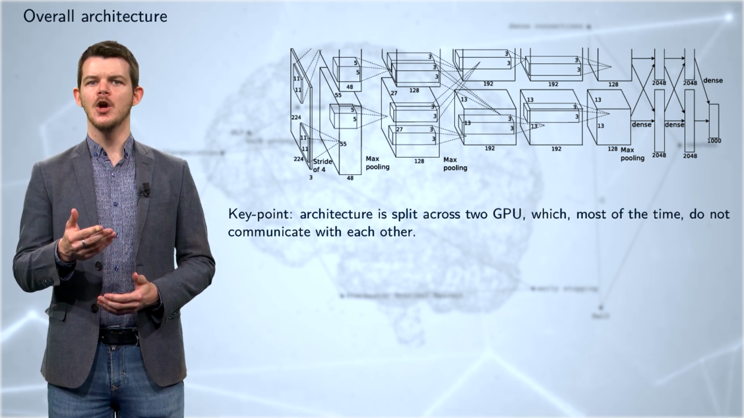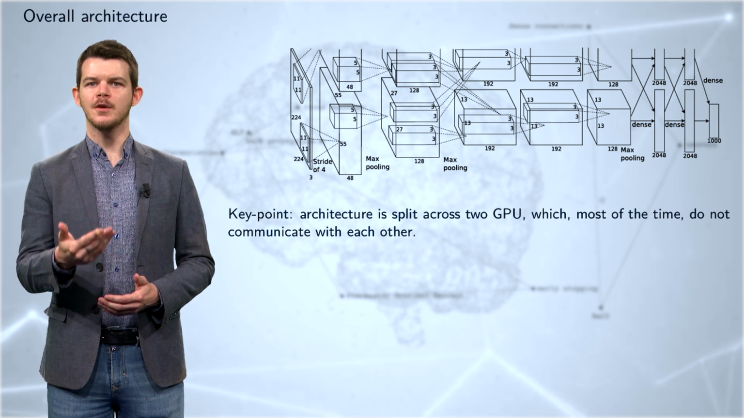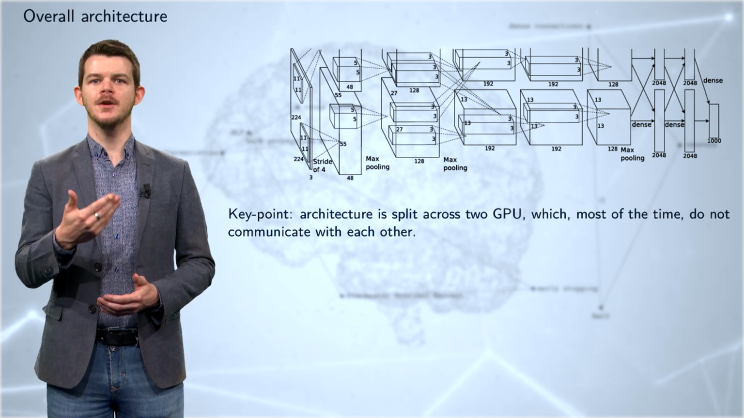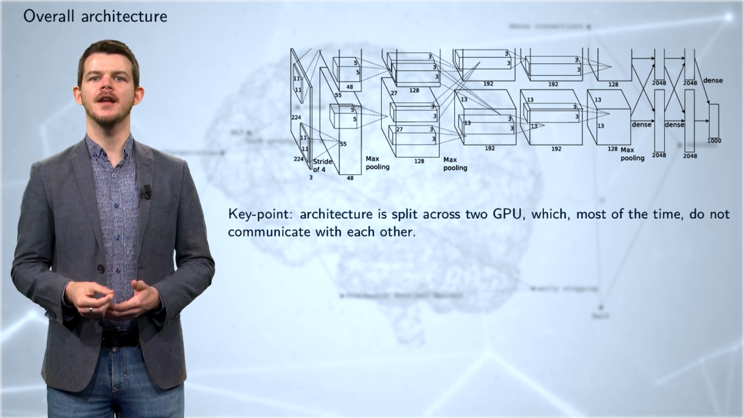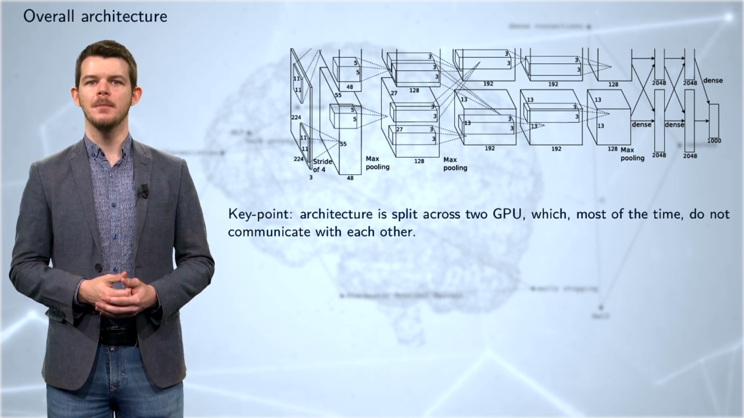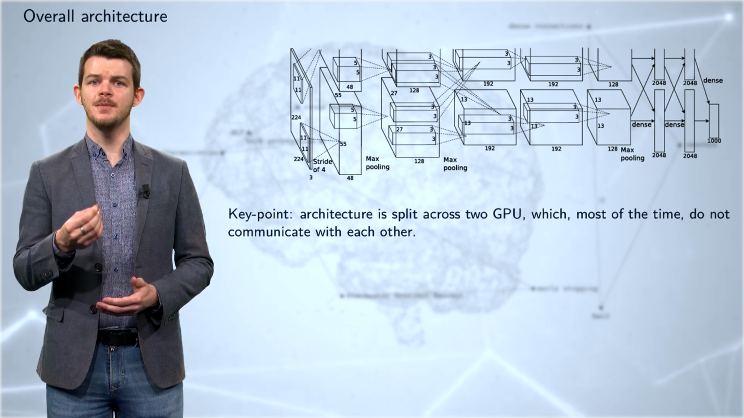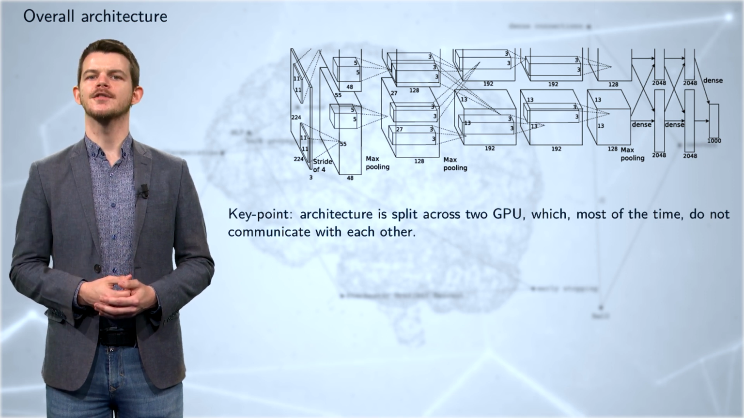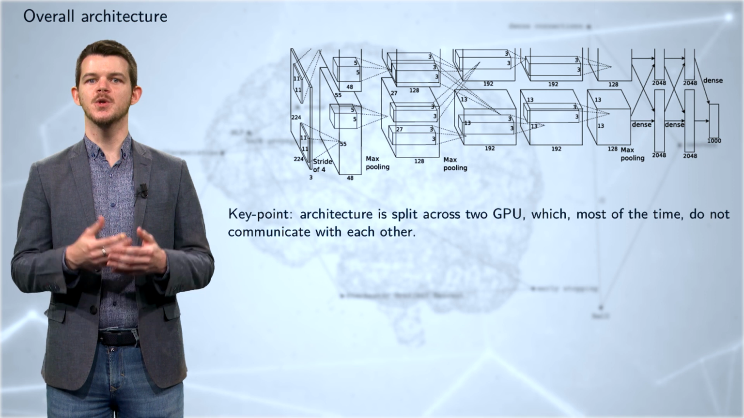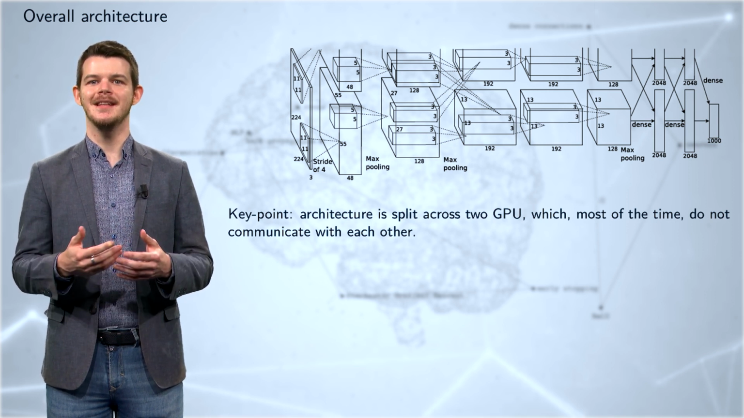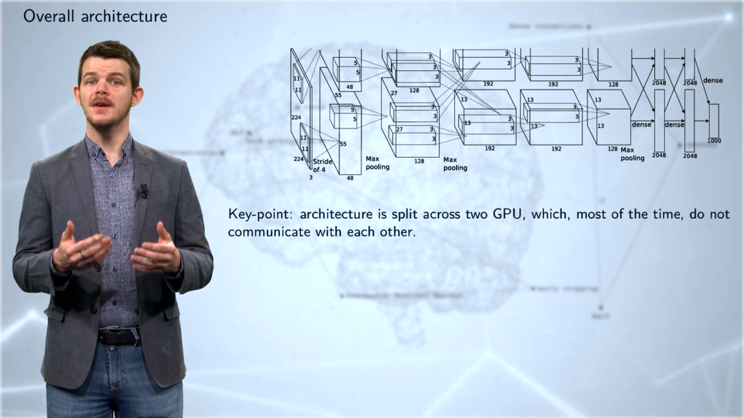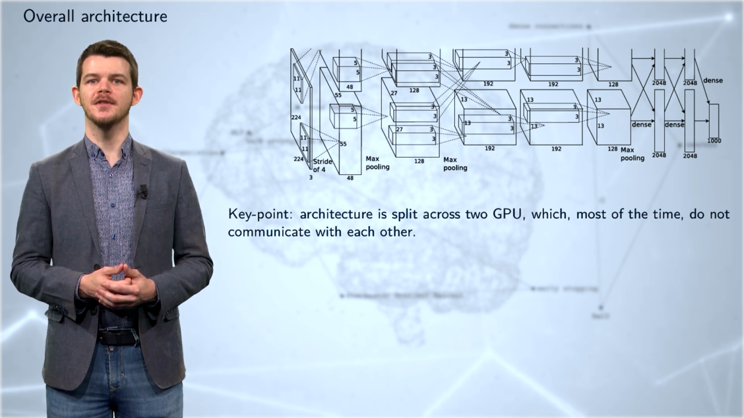For example, you have the input image, then you have one convolutional layer, then you have a second convolutional layer, and you see that between the first and the second convolutional layer, you have no connections between the GPU on the top and the GPU on the bottom. The second convolutional layer is going to use only the feature maps of the first convolutional layer that are stored in the same GPU. So it means that you have really two different streams in these architectures.